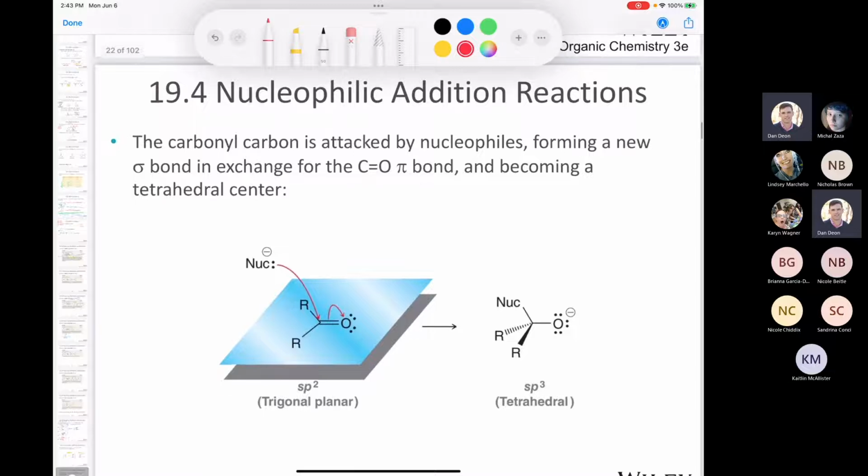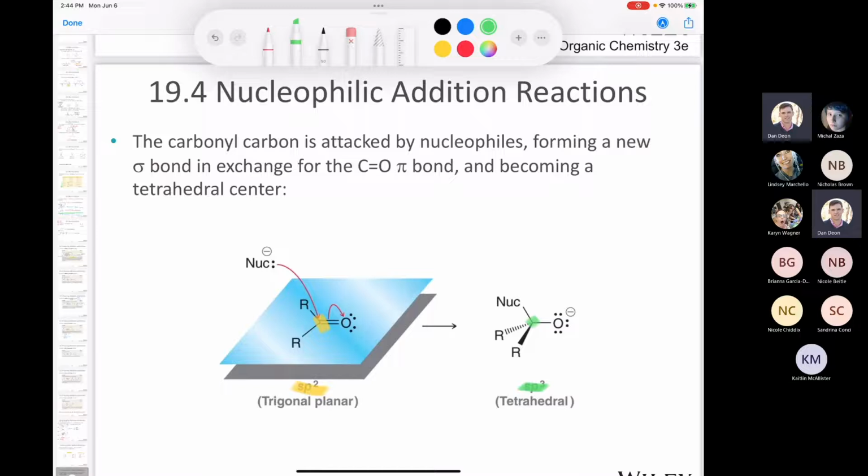Let's talk about what happens when a carbonyl carbon undergoes nucleophilic attack. The carbonyl carbon is attacked by different nucleophiles, forming a new sigma bond in exchange for the carbon-oxygen pi bond and becoming a tetrahedral center. When the nucleophilic addition occurs on a carbonyl carbon, the hybridization changes from sp2 to sp3. And so we end up with a chiral center oftentimes. Not always, but sometimes.